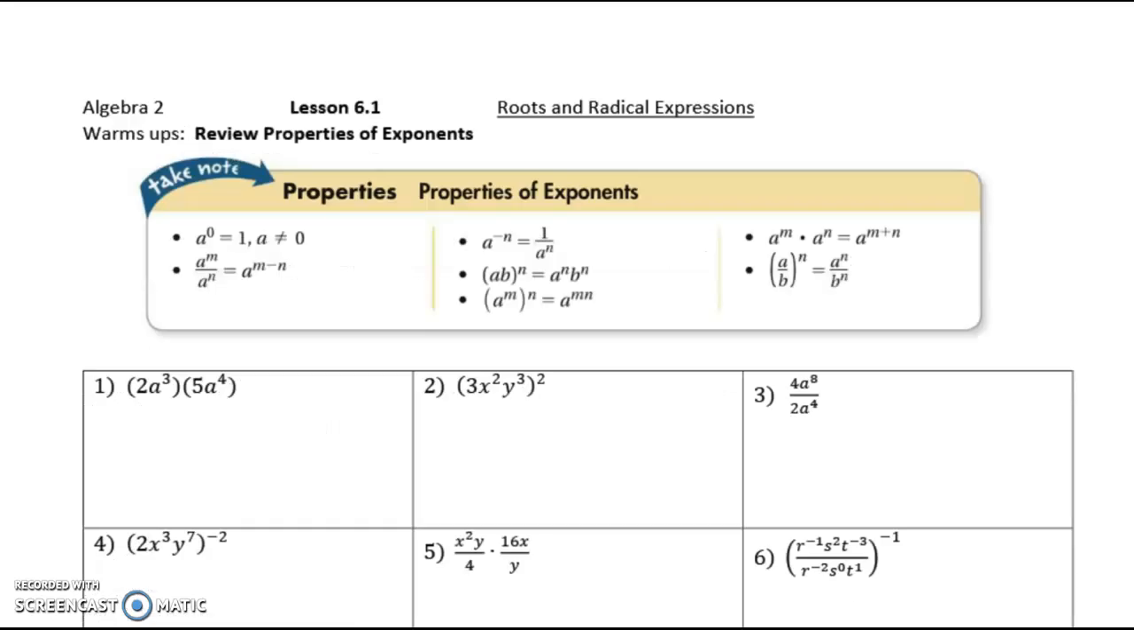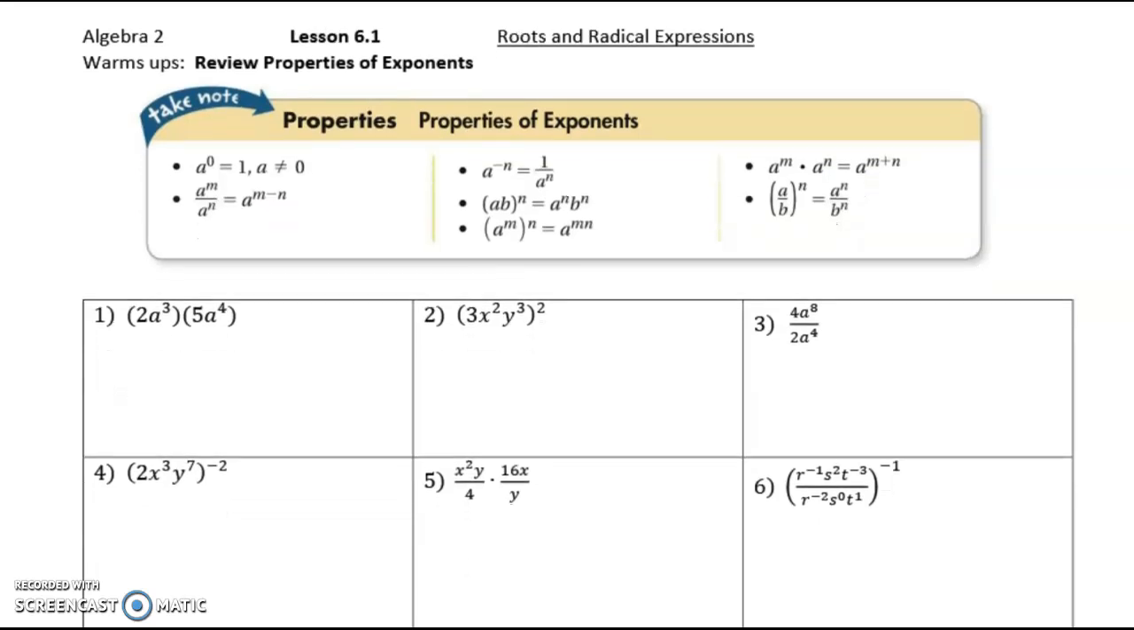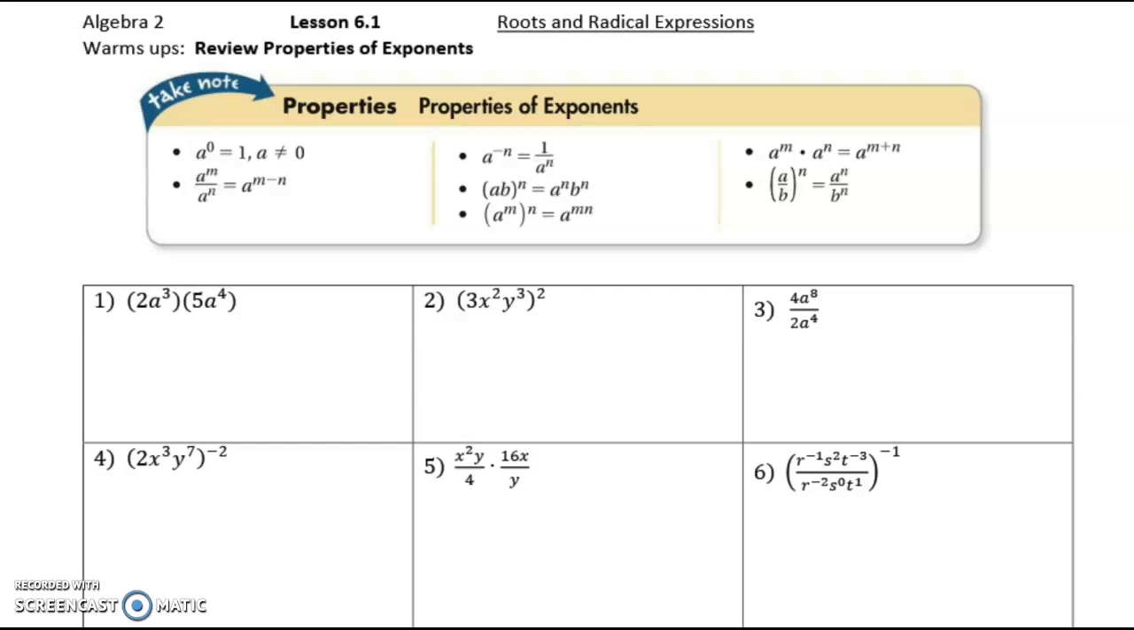6.1 Roots and Radical Expressions. Let's go ahead and review properties of exponents. So go ahead and take some time to do numbers 1 through 6. Pause your video and then you can unpause it to check them.